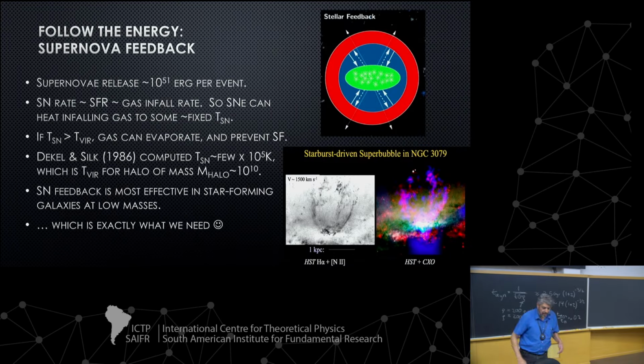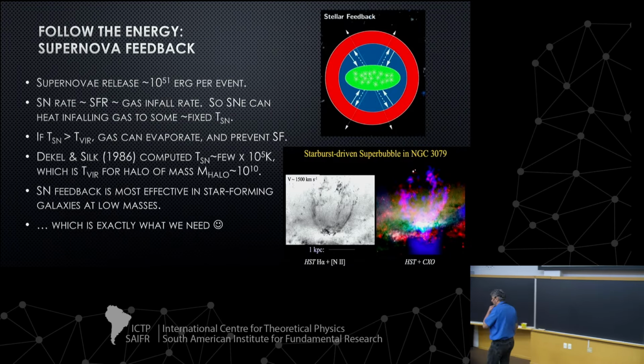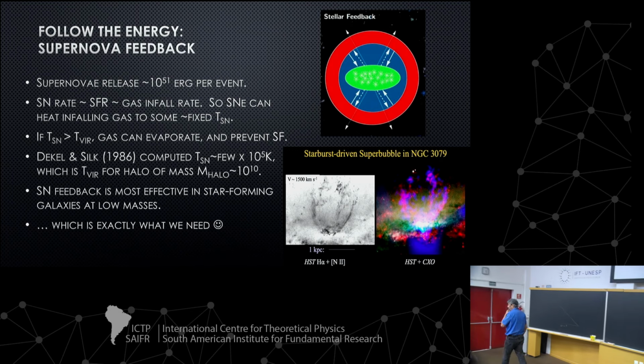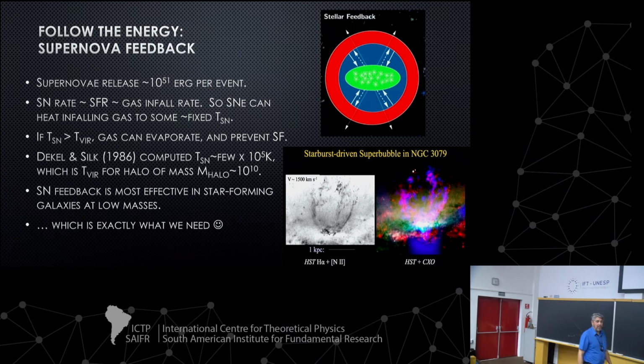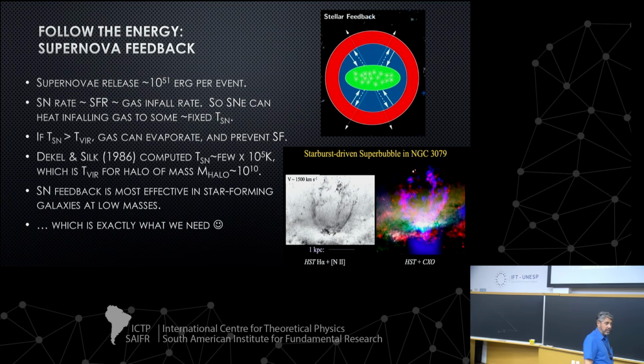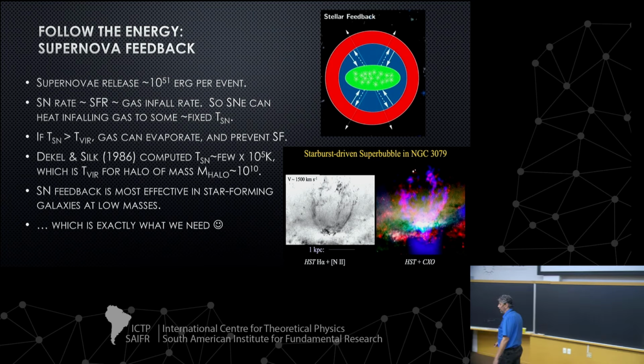The question is, where is the energy coming from? Well, you start looking around for explosions that happen in galaxies. You heard about this from Camila this morning. The most obvious thing is supernovae. You see supernovae, boom, they go off. Each one releases on the order of 10^51 ergs of energy per supernova, okay? So, kind of a canonical number.